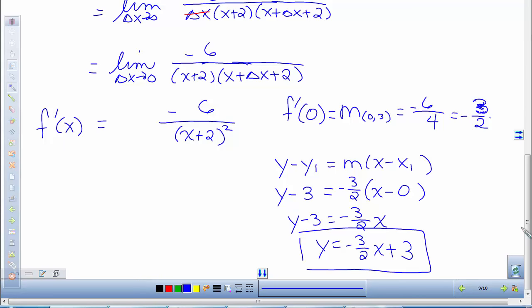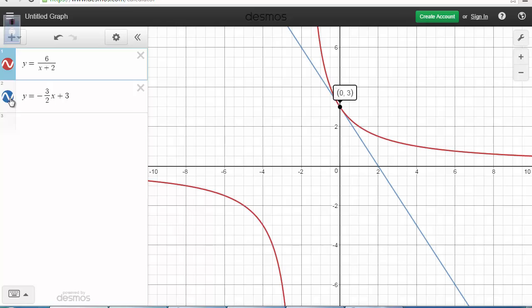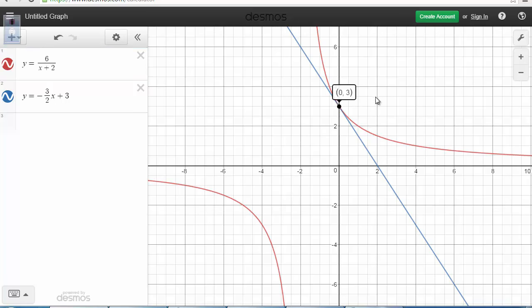Okay, let's take a look at what that looks like graphically. Okay, so here we have the graph of y equals 6 over x plus 2, and we're interested in what's happening at the point 0, 3. Notice that 0, 3 is indeed a point on this graph. Okay, and so now I'm going to draw the tangent line at this point, and we see it goes right through the point and just touches the graph at that point. And so this is a good estimate of the slope of the graph at that point.